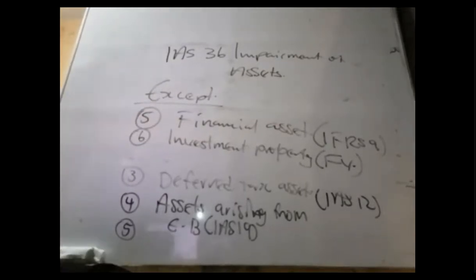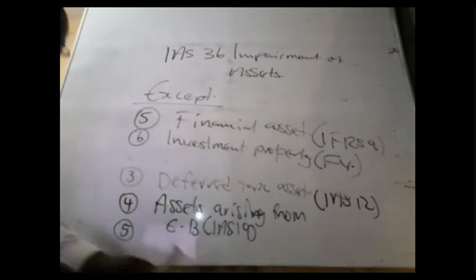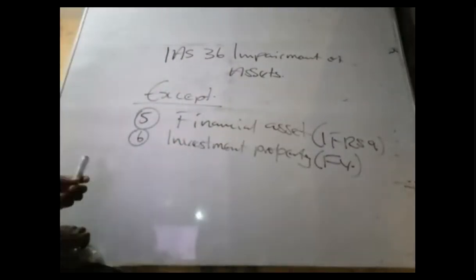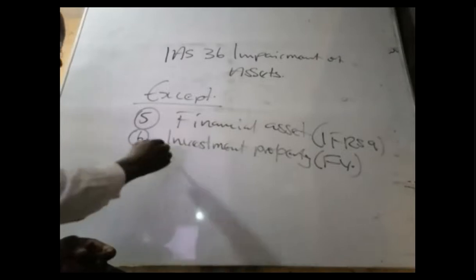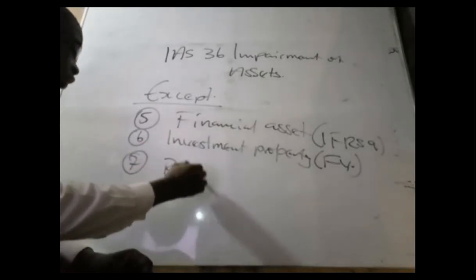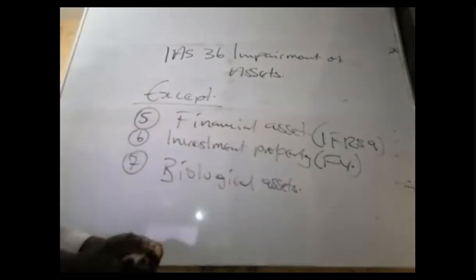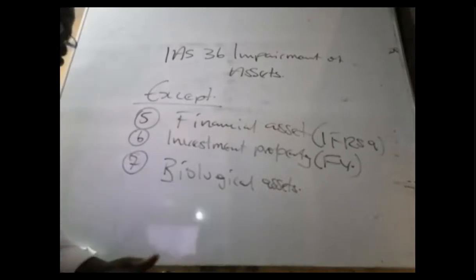That is all. I'll talk about asset number six. Sorry, number seven. That is biological assets. Biological assets related to agriculture. That's IAS 41, right? And then insurance contracts. So number eight, insurance contract. That's IFRS 17 and IFRS 4.